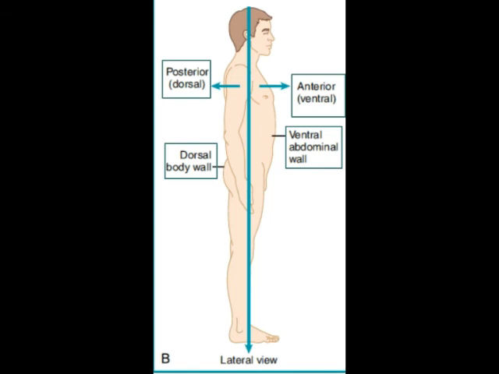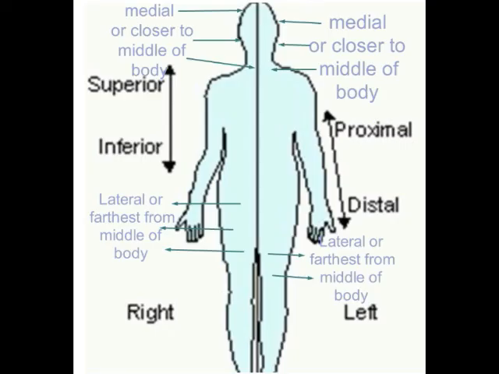Now, anterior or ventral means the front end or front side of the body. The example can be that the kneecap is located on the anterior side of the leg, or the eyes are anterior to the brain. Now, posterior or dorsal means the back side of the body. For example, the shoulder blades are located on the posterior side of the body as compared to the trunk of the body.